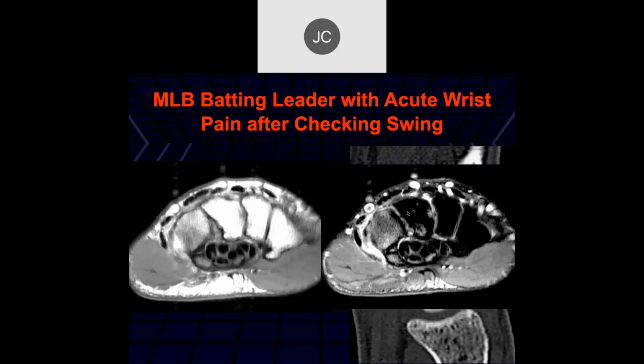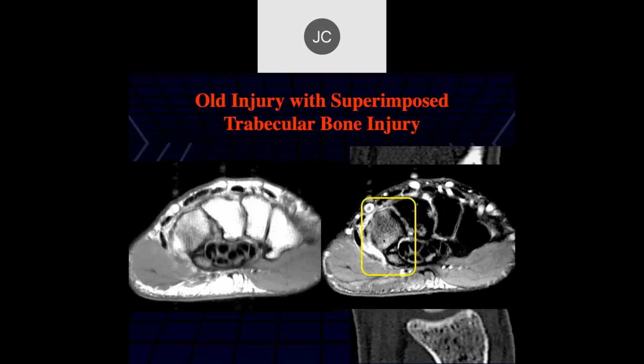And with him, what probably happened is that he got a diffuse trabecular bone injury involving the hook of the hamate and the hamate itself. But that was acute superimposed upon chronic injury in him.